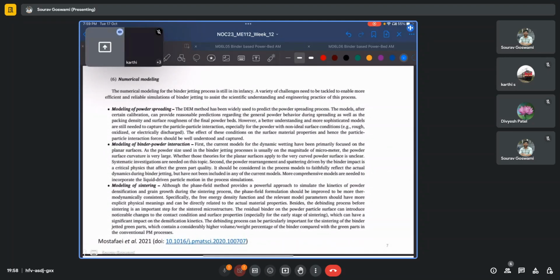Some efforts for the numerical modeling of the binder jetting additive manufacturing process have also been outlined in this paper. And here we'll discuss mostly the challenges of this. So the numerical modeling is still in its infancy, and a variety of challenges need to be tackled. First is, of course, the modeling of the powder spreading itself, and discrete element modeling. So DEM is discrete element modeling or discrete element method.